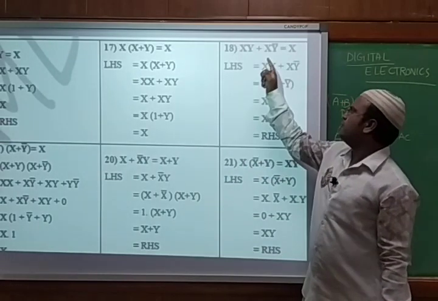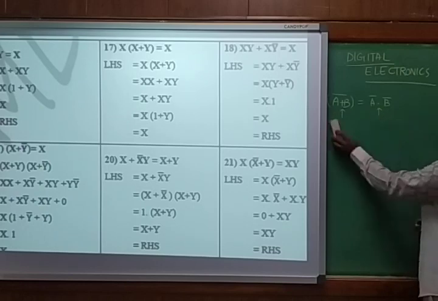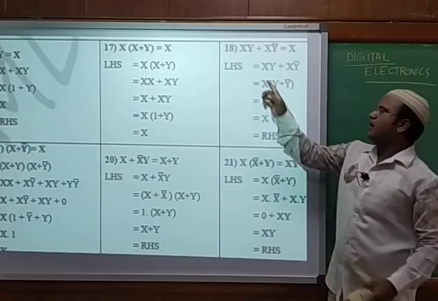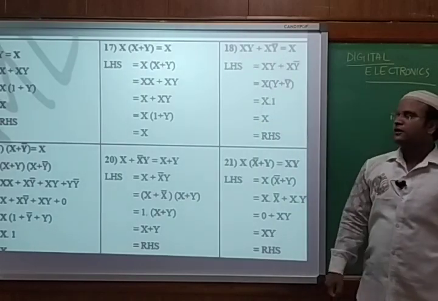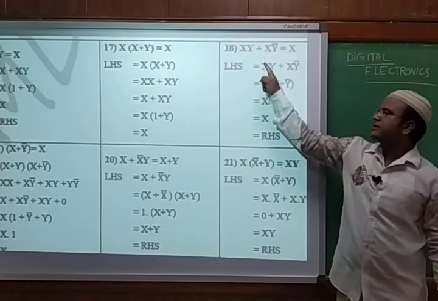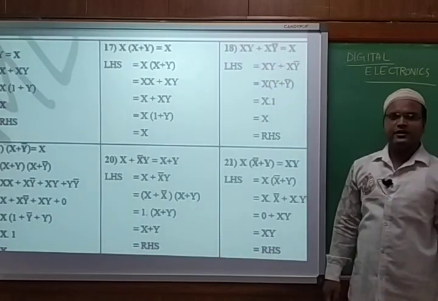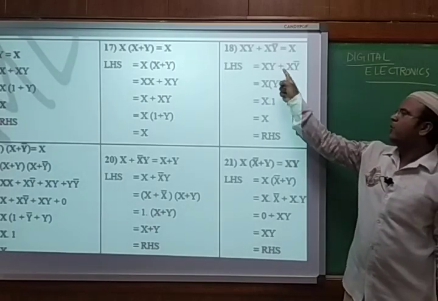Likewise, we have question number 18. What is the question over there? It's mentioned xy plus xy bar. We need to prove it as again x. For doing this, I have taken xy as it is, xy bar as it is, because this is the left hand side. What is common in both? X is common. We are left with y plus y bar.